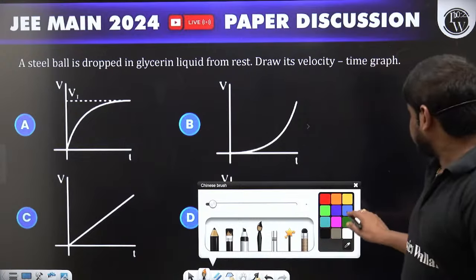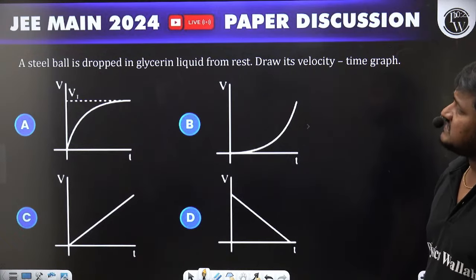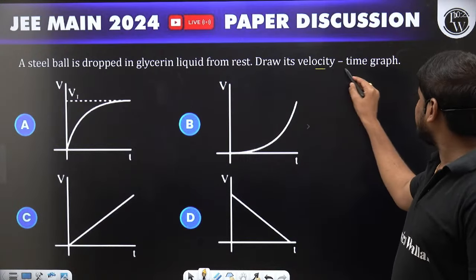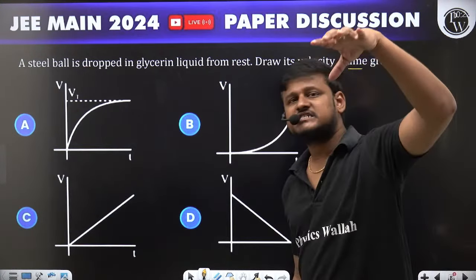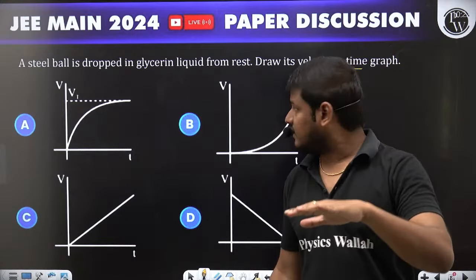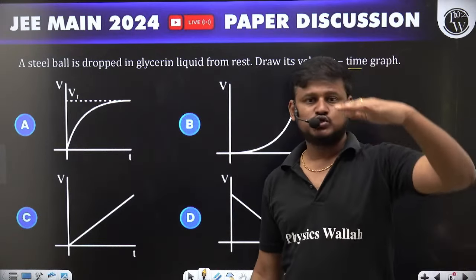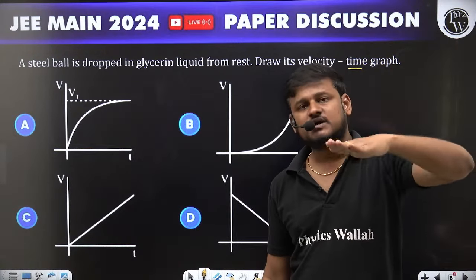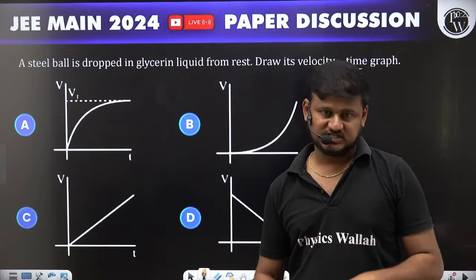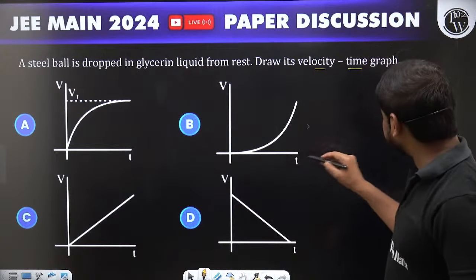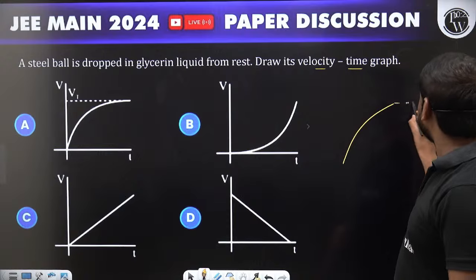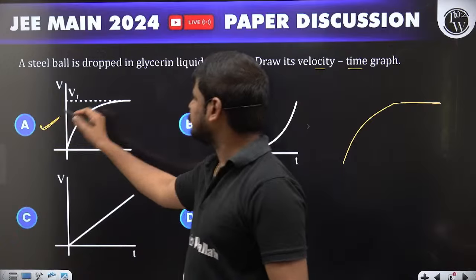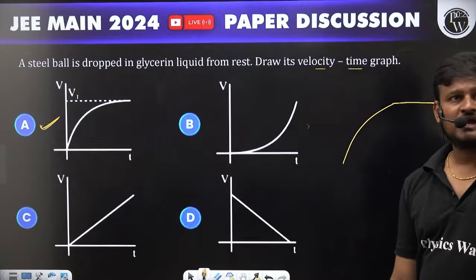So this question is from fluid mechanics. Surface tension: a steel ball is dropped in glycerin liquid from rest. Then draw its velocity time graph. So when a ball is dropped in any liquid, here glycerin liquid is given, then what happens? Its acceleration will be constant. Then after some time, its speed will become constant, right? So first its speed increases like this, then its speed becomes constant. So where could you see this graph? Option A itself, this is a direct question. Done?